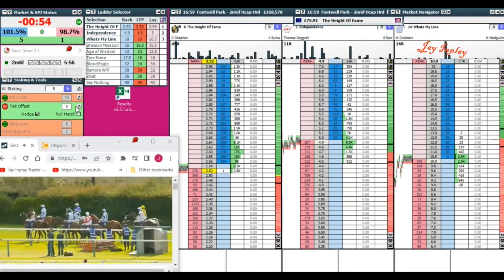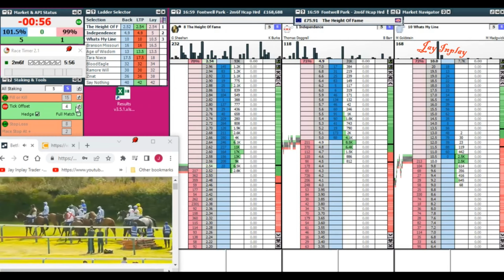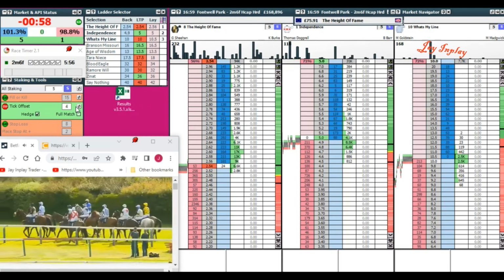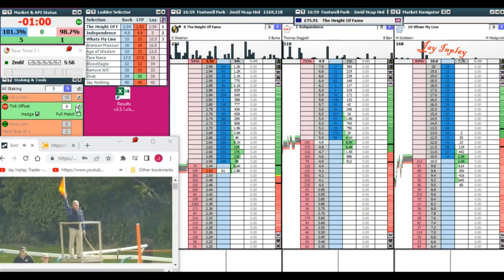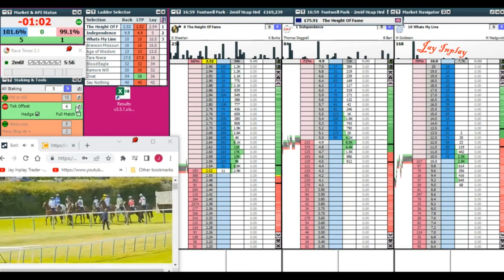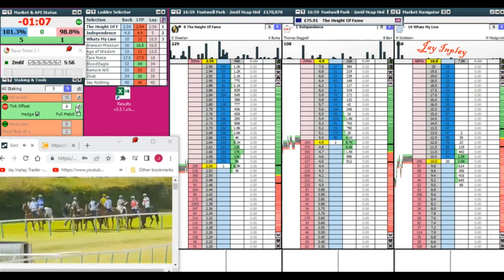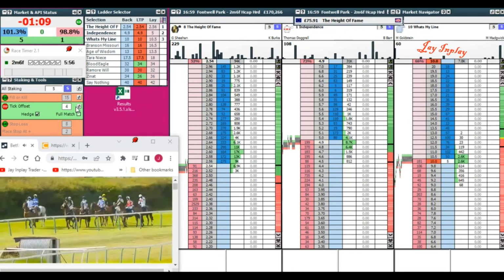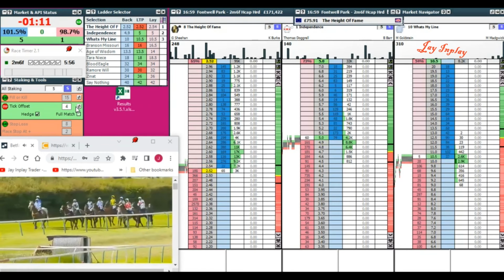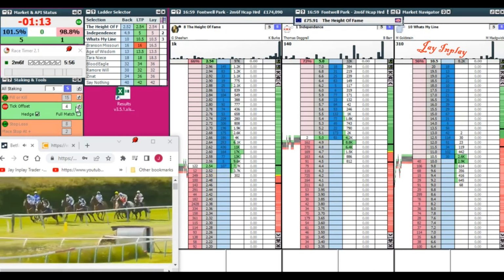Now bear in mind, there may not be enough liquidity in this race. The distance is good. The longer the distance, the better chance you have of making cash. I do not recommend you trade in play short races, because that will get you into trouble. I'll show you now how I'm going to use this.